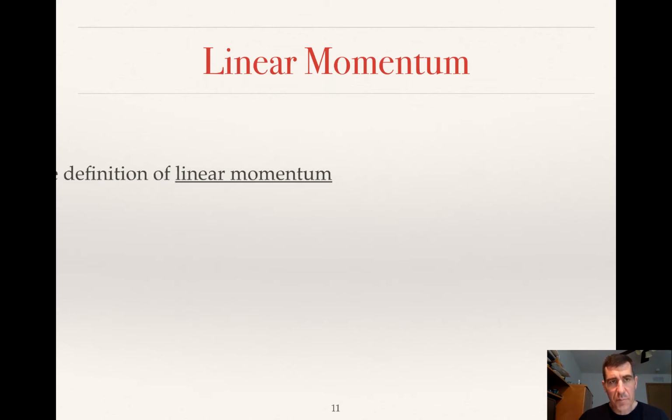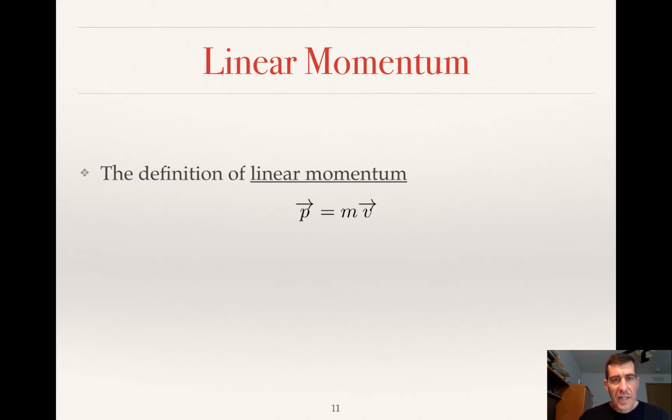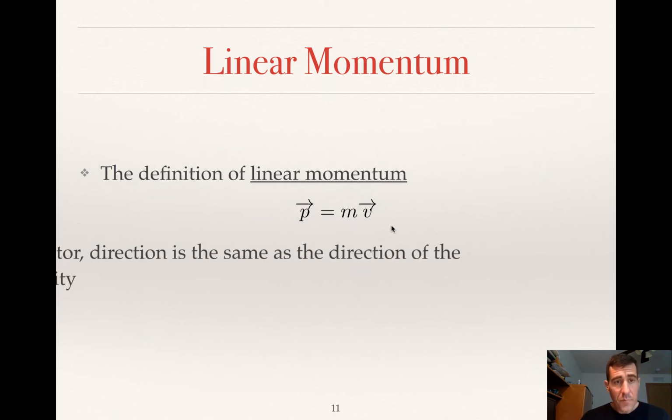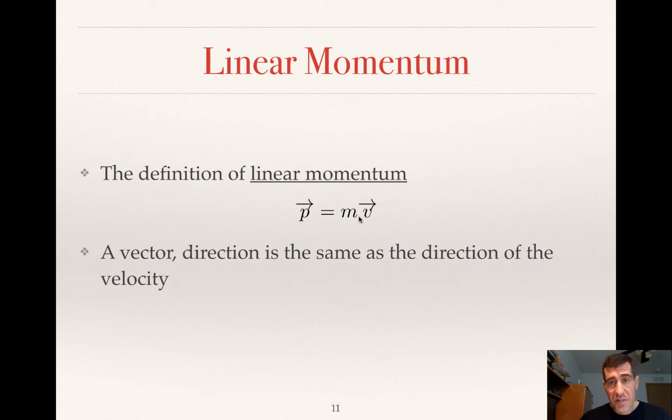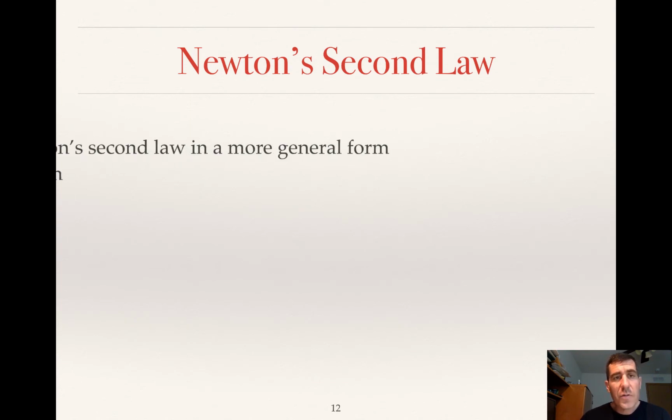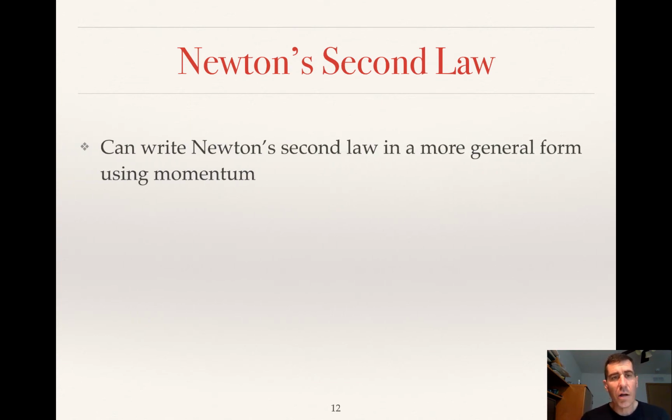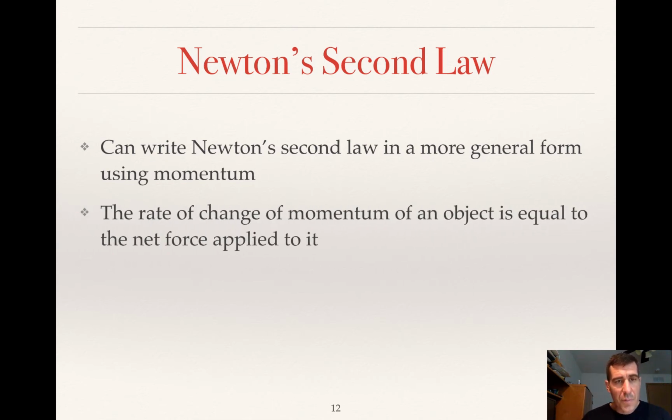Okay, so linear momentum. We use the letter P, naturally, for linear momentum. It is a vector, and linear momentum is defined as the mass of an object times its velocity. So it's a vector, and since it's based on the velocity, the direction of momentum is exactly the same as the direction of the velocity. And units, well, it's mass times velocity, so the SI units are going to be kilograms times meters divided by seconds.